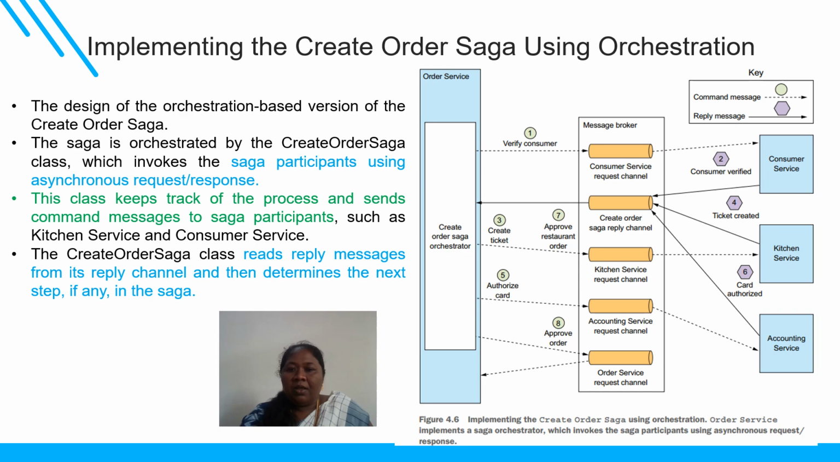Okay, for example, this creates an order Saga orchestrator. Each and every time, the reply is supposed to come back and it will initiate the next step. For example, verify the customer. The customer service request channel passes the message, requesting the consumer service to verify. Once it is verified, the reply comes back.